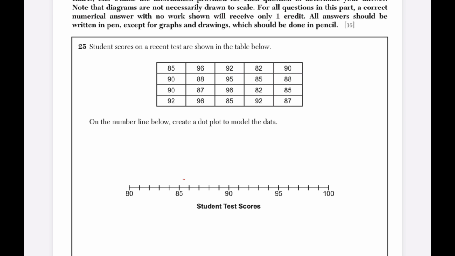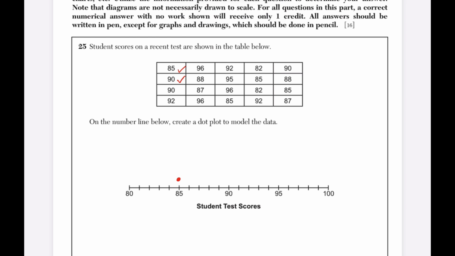So starting with number 25, we are given a table that has recent test scores of students, and we're asked to create a dot plot. So dot plots are very easy to make. All we're going to do is take each data point, and as I look at each one, I'm going to put a mark next to it to indicate that I'm using it on the number line. And we're going to show that there's a student that got an 85 on their test by going to 85 on the number line. We just get rid of this little mark so it doesn't confuse us. And we're going to put a dot right on top of the 85. And this dot is going to represent that student that got an 85.